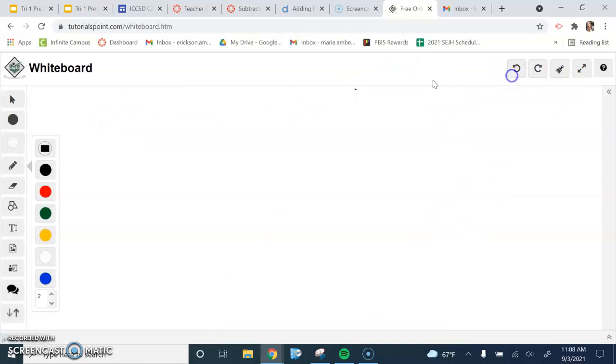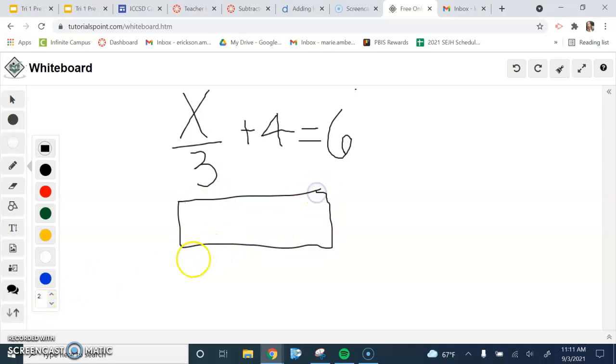Our next problem, if we had something like x divided by 3 plus 4 equals 6, all right? This one's going to be a little bit different in how we set up the box. So we start by making our box, which is once again going to be worth what's on the other side of the equal sign, so 6. We know 4 of it, and we're going to have 3 x values over here.